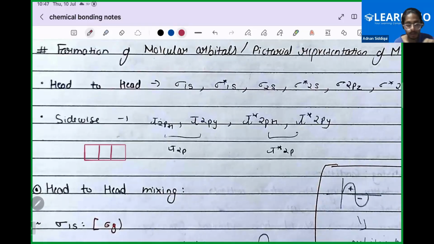In the p subshell we have px, py, pz, and this p orbital looks like this, this y looks like this, and this z looks like this. If we are talking about this px, what do we mean? That two px orbitals are overlapping and forming a pi bond.